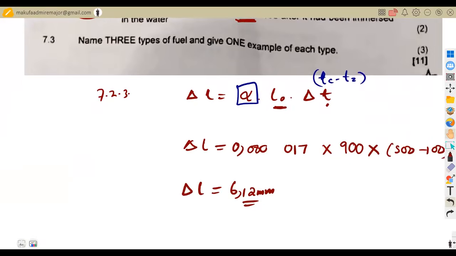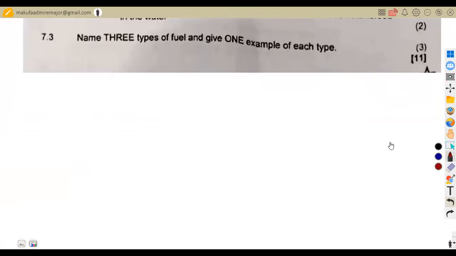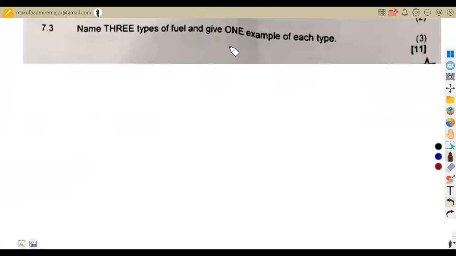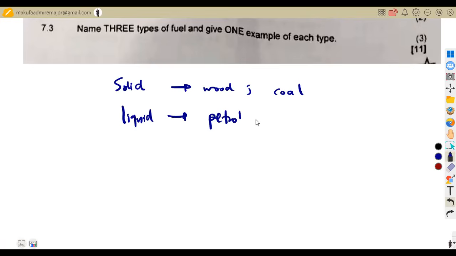Question 7.3, we are asked to name 3 types of fuel and give an example of each. So these are the states in which fuels can be obtained. We can have them in solids, whereby we give examples such as wood and coal. We can have these fuels in liquids, where we are talking about things like petrol and diesel. We can talk of oil, so many that we can have there.